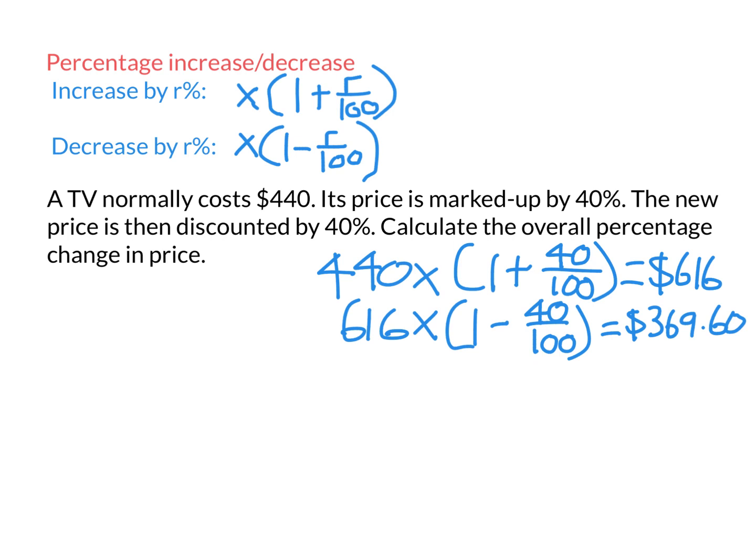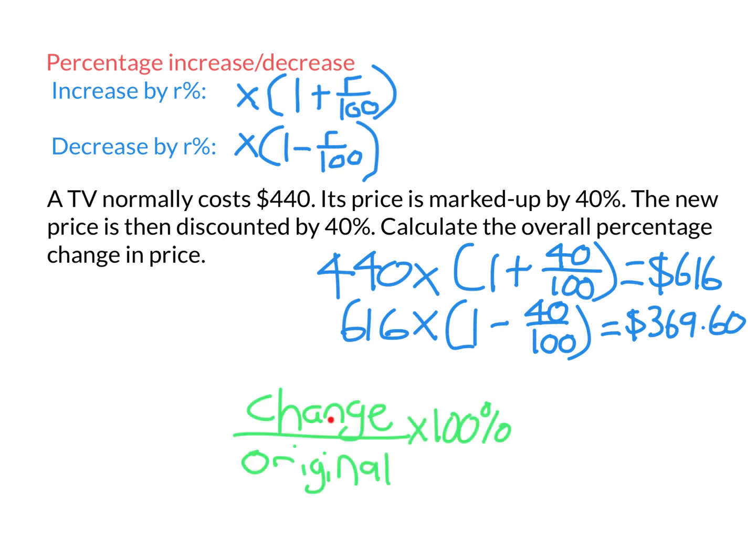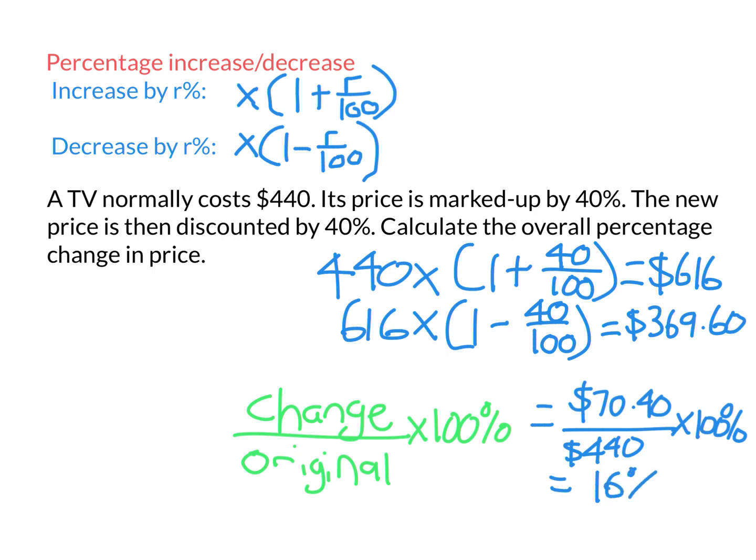If we want to calculate the percentage change, remember this formula. We go change divided by the original times 100 and stick a percent sign on the end. So the total change in price from 440 to 369.60, it's gone down by $70.40. So that's the change over the original, which was 440. Then we times by 100 and stick a percent sign on our answer. Now putting that in our calculator, we get 16%.